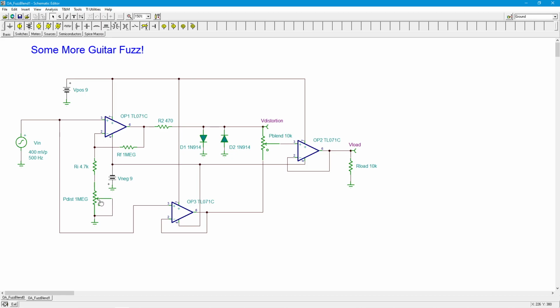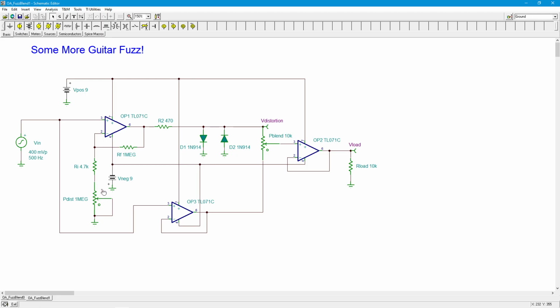If we bring the wiper arm all the way up to here, this is shorted out, and the gain will be 1 meg over 4.7K, that quantity, plus 1. That gets you a gain of around 200, which is an awful lot of gain. On the other hand, if you bring the wiper arm all the way down to here, you've got a meg plus 4.7K, so basically 1 meg over about a meg, plus 1, in other words a gain of 2. Not much gain at all.